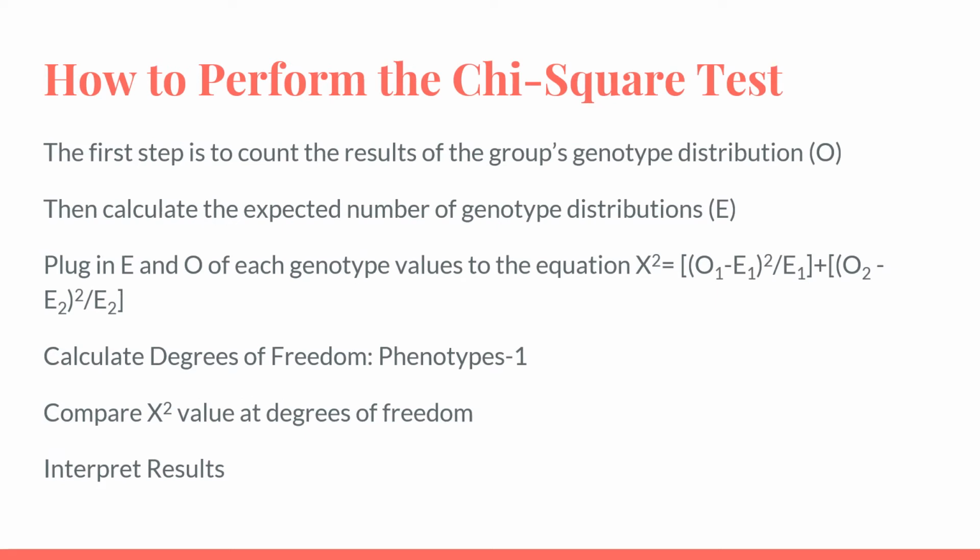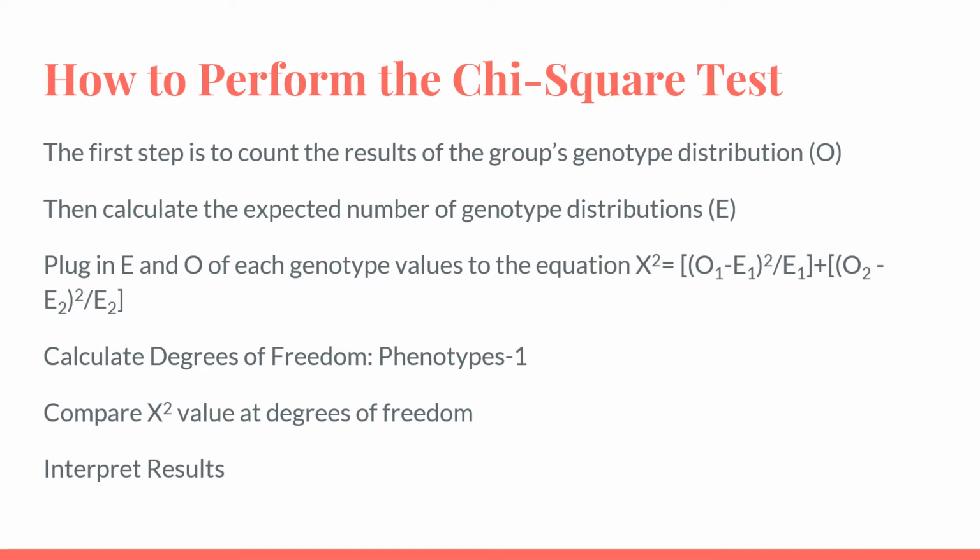So then the next question becomes, how do you actually perform the chi-square test? I will walk you through the steps. The first step is to count the number of results of the genotypes' observed distribution, or O value. Then you calculate the expected number of genotype distributions, E. Then you put your E and O values for each genotype into the equation: chi-squared equals (observed 1 minus expected 1) squared over expected 1, plus (observed 2 minus expected 2) squared over expected 2.